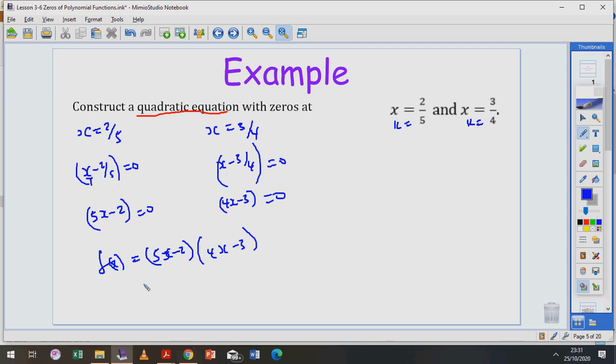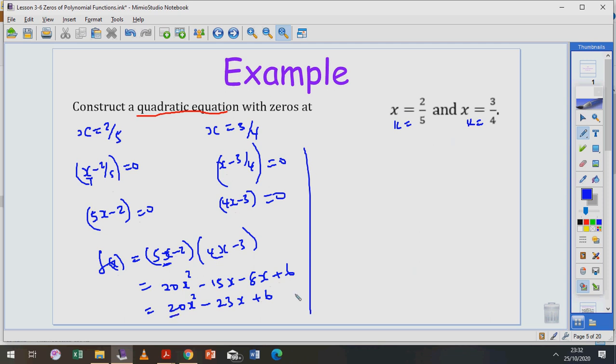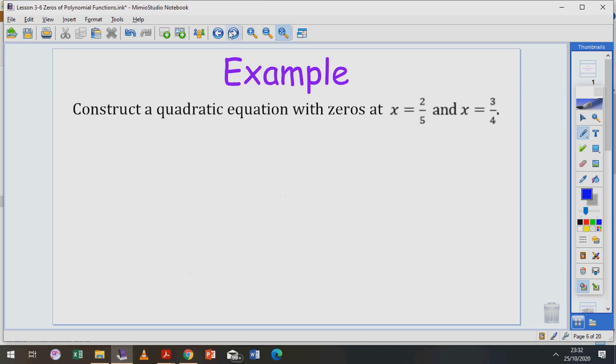When I expand that, 5x times 4x is 20x squared. 5x times negative 3 is negative 15x. Negative 2 times 4x is negative 8x. Negative 2 times negative 3 is positive 6. Collect like terms: 20x squared minus 23x plus 6. And something interesting about these two values, the leading term and the last term of this polynomial. Let me show you in the next screen.